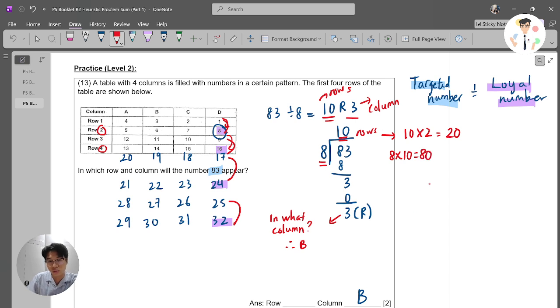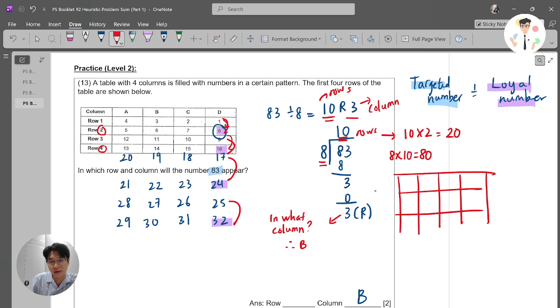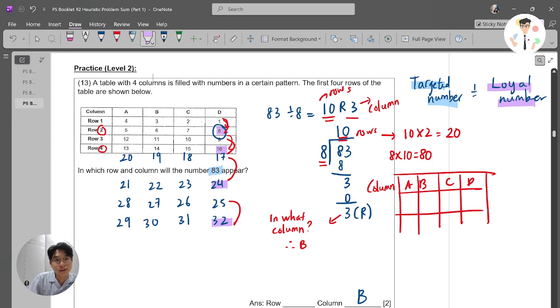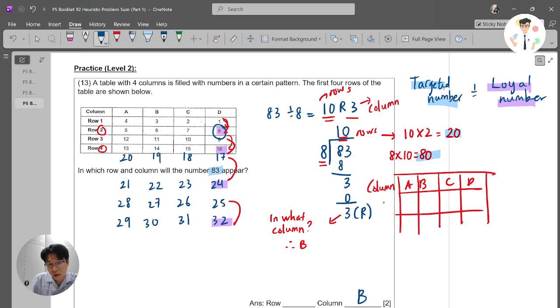Now, what I want to share with you very clearly here, let me just quickly draw it and show you the whole idea. This is column A, B, C, D. Now, this 20 and this 80, what does that mean? It means that at row 20, at column D, is 80.